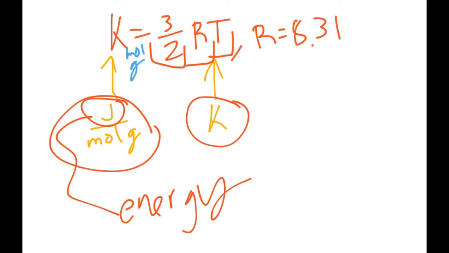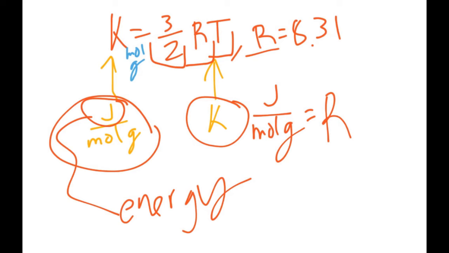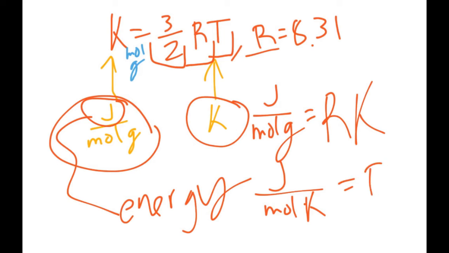So let's do something special. Let's try to find the units for R. So this is unit analysis. K is joules per mole of gas, and that's equal to 3/2, which is unitless, times the units for R, and the units for T is Kelvin. So in order to isolate the units for R, we simply divide both sides by K, and we get joules per mole times K is equal to R.